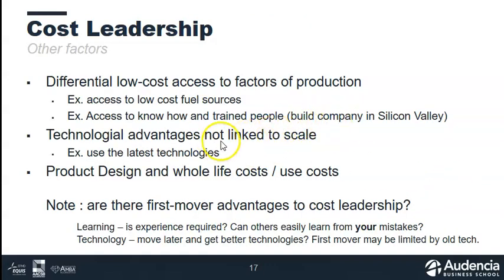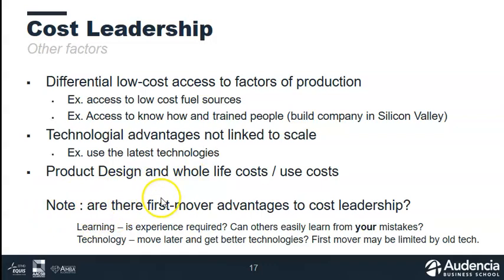Another thing we could have is technological advantages not linked to scale. For example, a company that uses the latest technologies available to them. And we can have low costs linked to product design. And for example, the life cost of a product and the use cost. We've designed a product that is low cost over time in its use and in design.